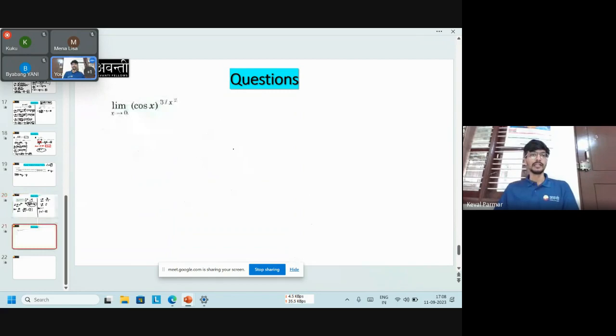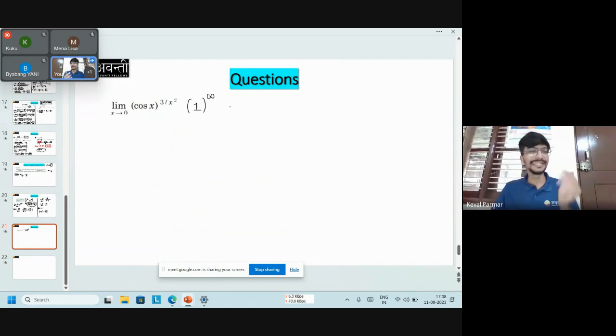So, next question. Here it is given: limit x tends to 0, cos x raised to 3 upon x square. Let's look at the indeterminate form. What is the indeterminate form here? Cos 0 is 1, raised to 3 upon 0. 3 upon 0 means infinity. So again it is 1 raised to infinity, which is a power indeterminate form.